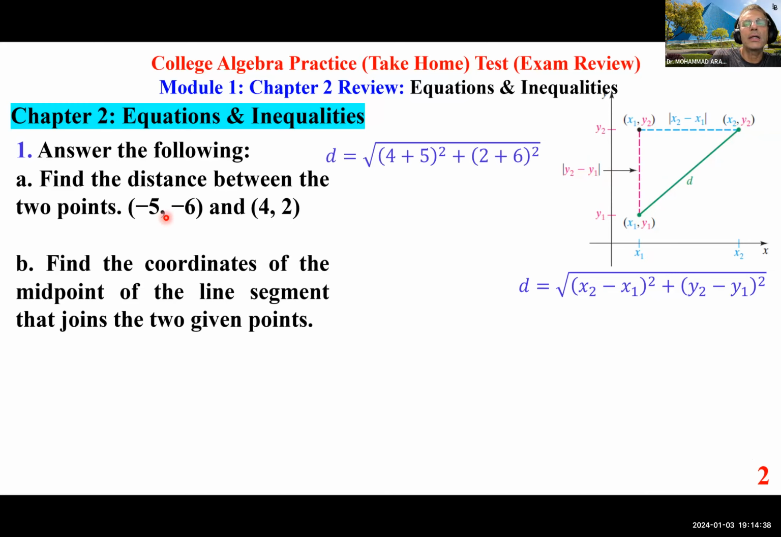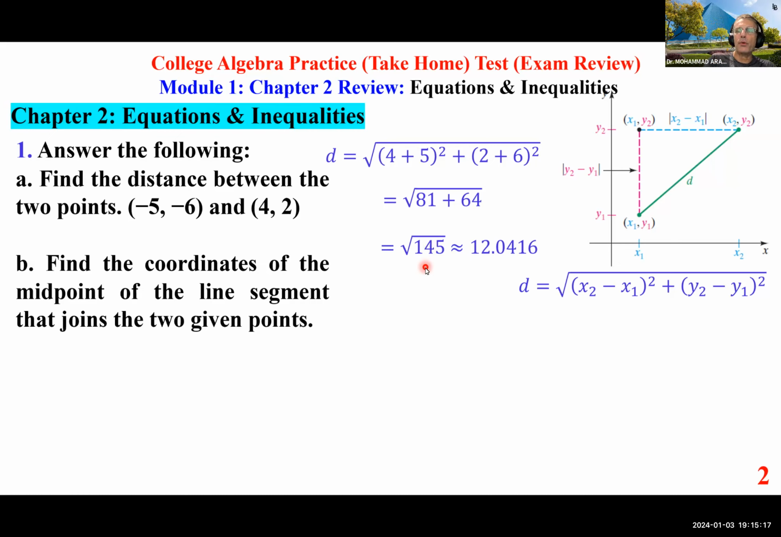So 4 minus -5 makes it 4 plus 5, quantity squared, plus 2 minus -6, or plus 6. This is 9 squared, which is 81. This is 8 squared, which is 64, resulting in 145. When we add them up, the square root of 145 is the answer. If they ask you for the exact answer, you leave it as such. If they want an approximation, you go with so many decimals. Okay.